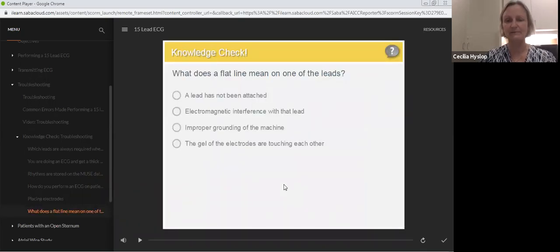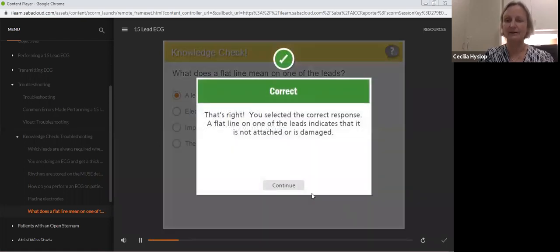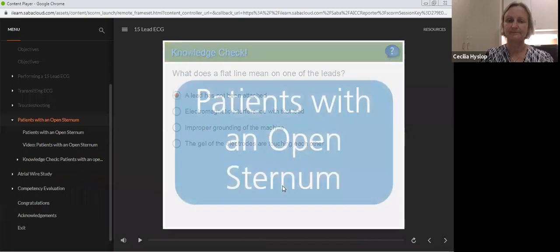What does a flat line mean on one of the leads? A lead has not been attached, electromagnetic interference with that lead, improper grounding of the machine, or the gel of the electrodes is touching each other. So remember, we are going to leave leads off if they're not in the right spot.